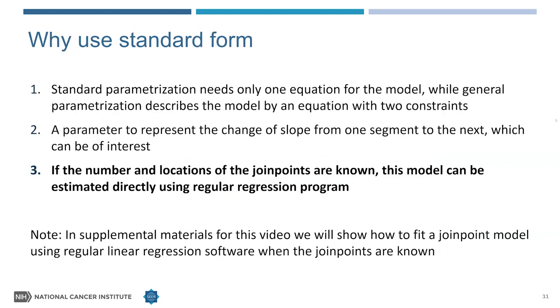We use this standard form because standard form needs only one equation for the model. On the other hand, the general form describes the same model by an equation with 2 constraints. Standard form forces the consecutive segments to meet at the joint points. A parameter is used to represent the change of slope from one segment to the next.